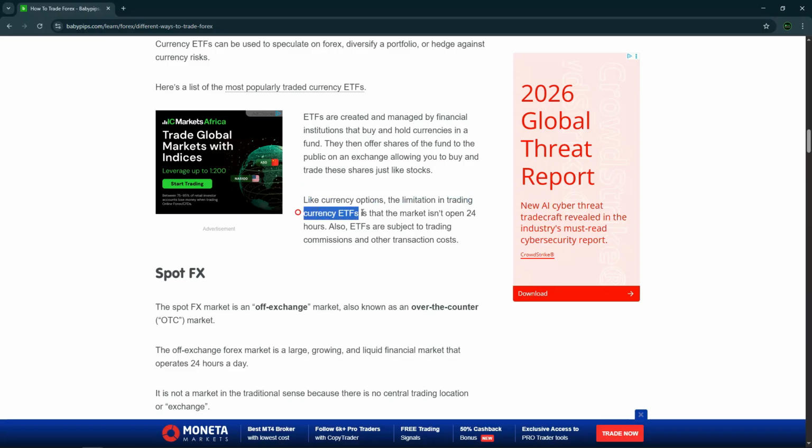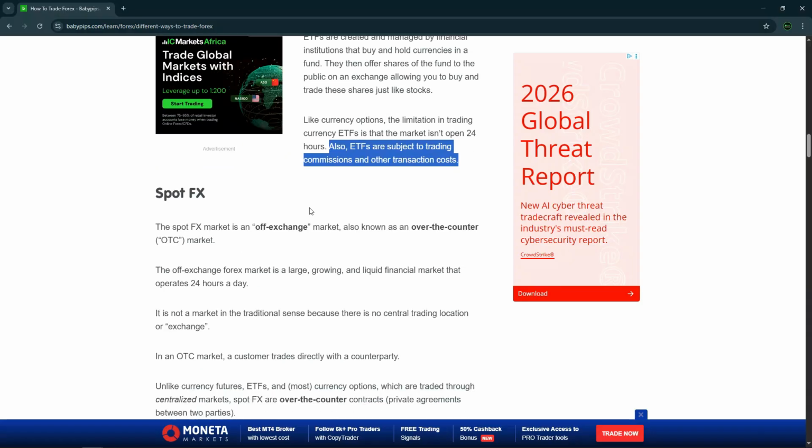However, unlike the forex market, ETFs do not run 24 hours a day. They also come with additional costs like commissions. So while they are simple to use, they are not the main ways most forex traders trade in the market.